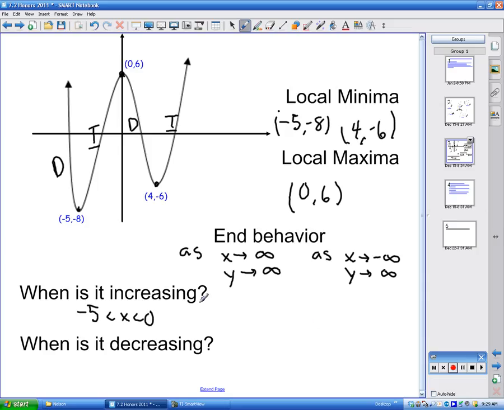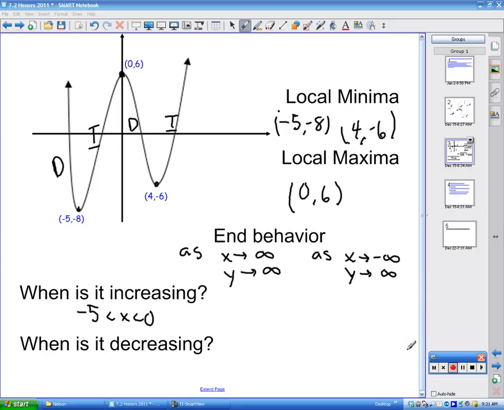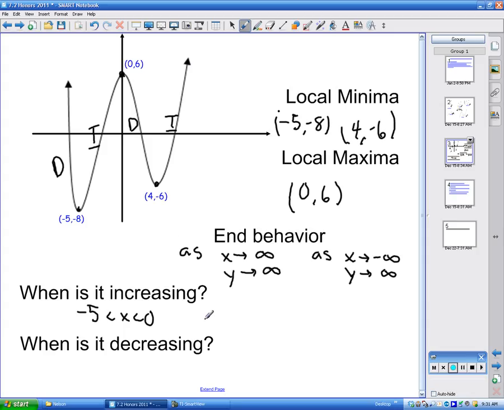And then the other place where it's increasing is from 4 till forever, basically. So we'd say x is greater than 4. So those are the two places where this graph is increasing. Where it's decreasing is from -5 till forever in the negative direction. So it's decreasing from basically -infinity to -5. Or we could say x is less than -5.